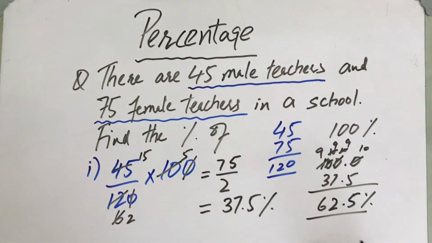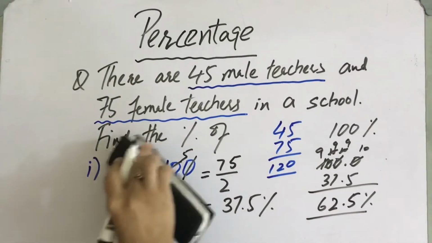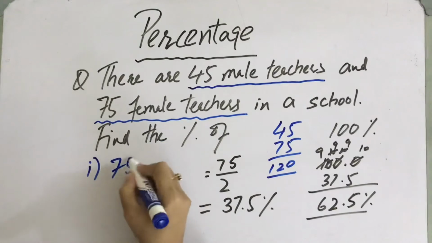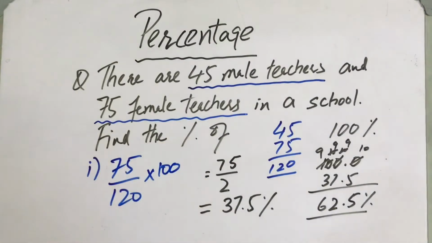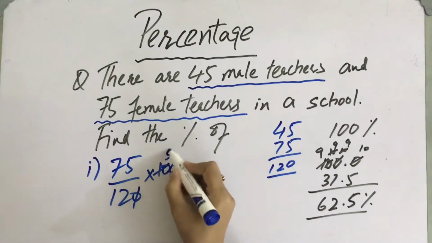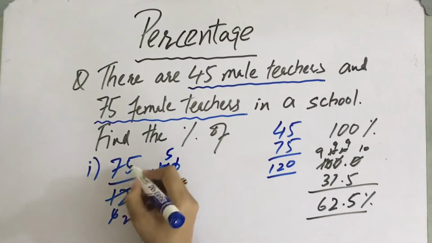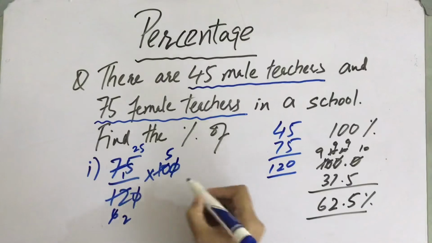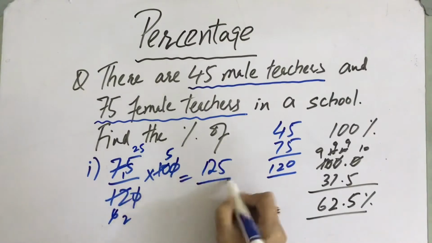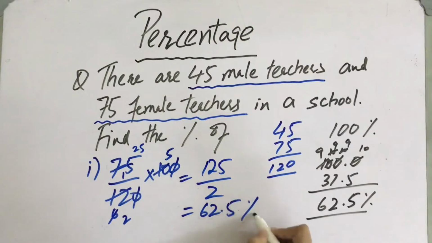Or the other way to find the female teachers in the school is, instead of this 45, write 75 here. 75 over 120 multiplied by 100. You can see after cancelling this 0 and these 2 with 2, 125 over 2 will give you 62.5. There are 62.5% female teachers in the school.